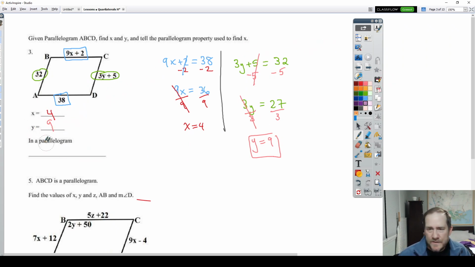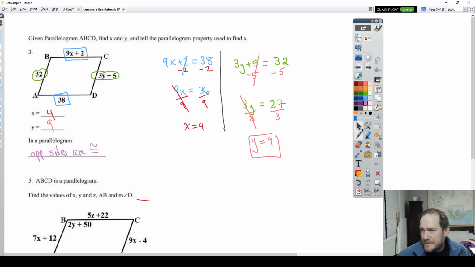And then here again where it says in a parallelogram, they just want you to state the property that we're using. And the property that we're using is the property that says that opposite sides are congruent. So we'll say in a parallelogram, the opposite sides are congruent. So that's it for number 3.